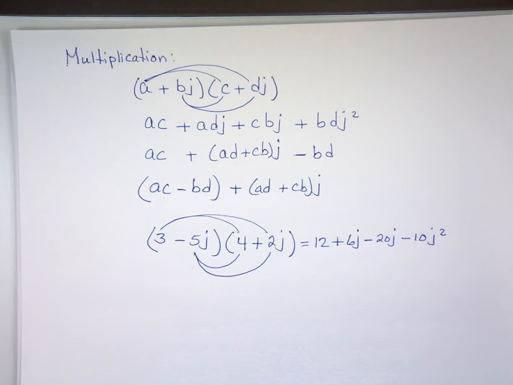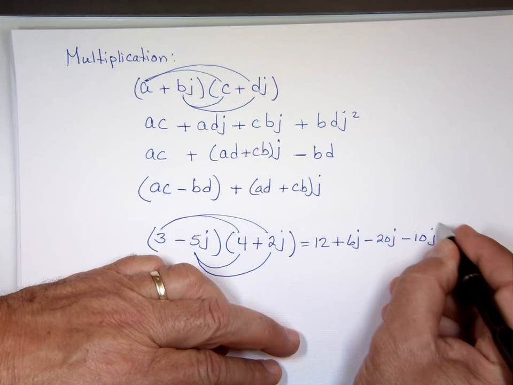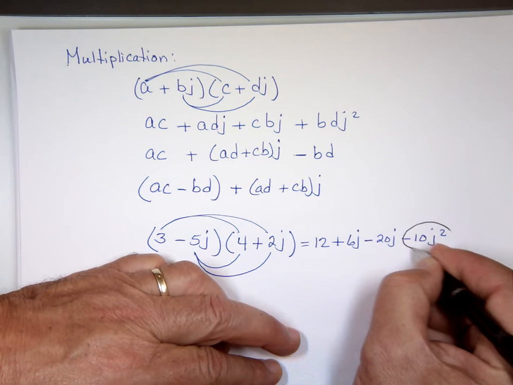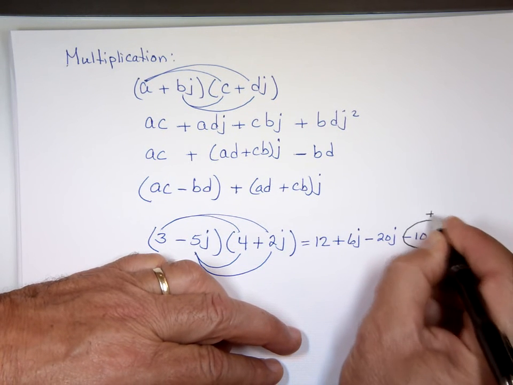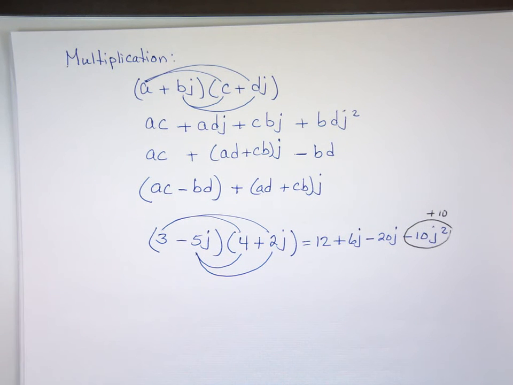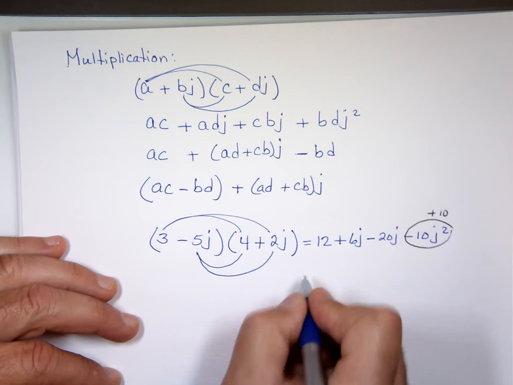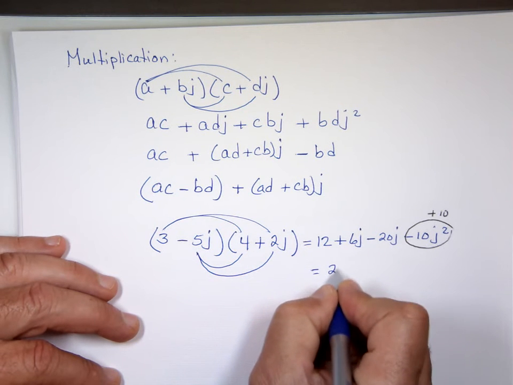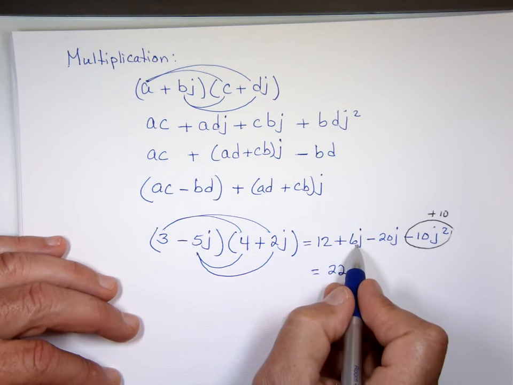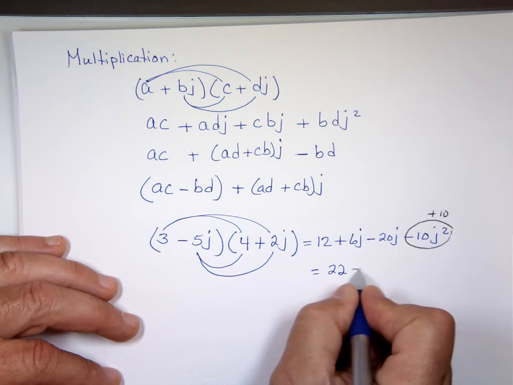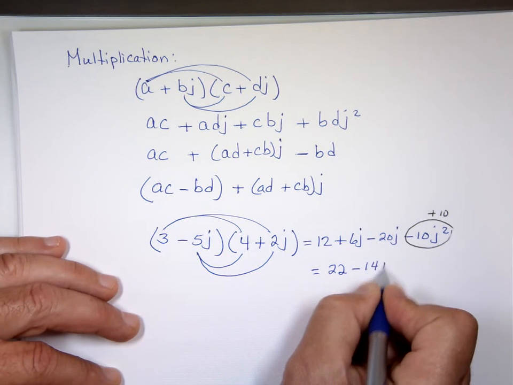Keep in mind that j squared is a negative 1. So that negative 10j squared will turn to what? Positive 10. So what's 12 plus 10? 22. What is 6j minus 20j? Is it negative 14j?